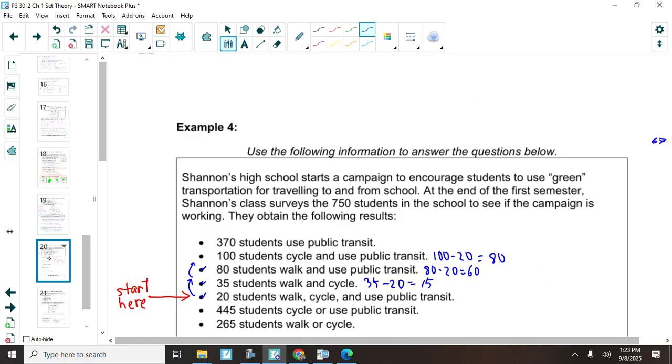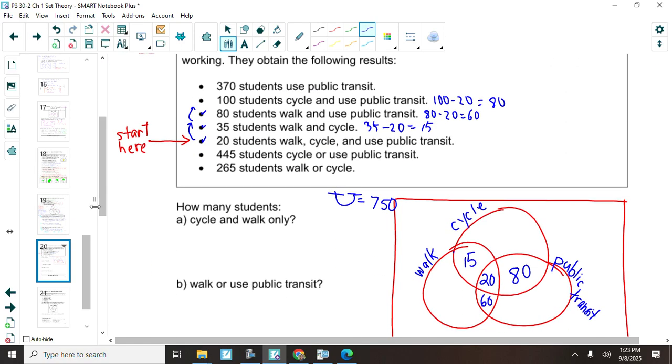So you can see it right here, this is a single. Just public transit. It's just wanting to know that whole circle of public transit. So I'm looking at my public transit circle. This one right here has to total 370. I already have 80, I already have 60, and I already have 20. So I'm going to be subtracting 160 from that. Okay, so we should end up with 210. That's where that came from. Okay, so we've done this one.